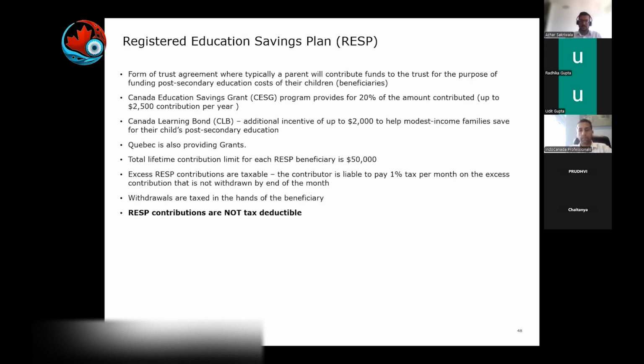So let's say when your child is around 18 years of age or is going to university, they may not have sufficient income, so any withdrawals you make will be taxed basically at very low rates in the hands of your child.